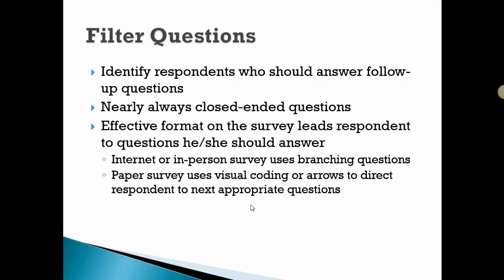Some example might be if you were doing a political poll, the first question might be, what is your political affiliation? Conservative, liberal, independent, and that might then give a series of questions based on the response to that. We call that a filter. An effective format on the survey leads the respondent to questions that he or she should answer. It's also called branching. A paper survey uses visual coding or arrows to direct.